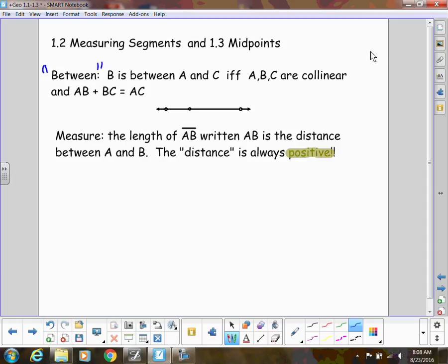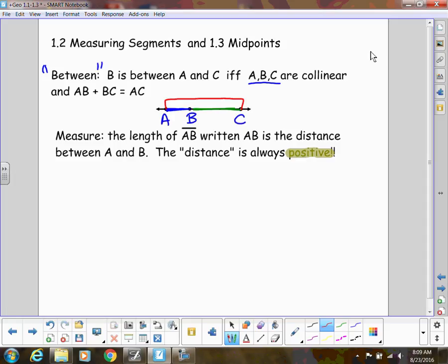in math, if we say B is between A and C, then first of all, we mean that A, B, and C are collinear. So collinear means they are all on the same line, so that's important. They have to be on the same line. And what we mean is that AB, the distance from A to B, plus the distance from B to C, add up, the total sum is equal to the distance from A to C. Okay, so that's what we mean by between.